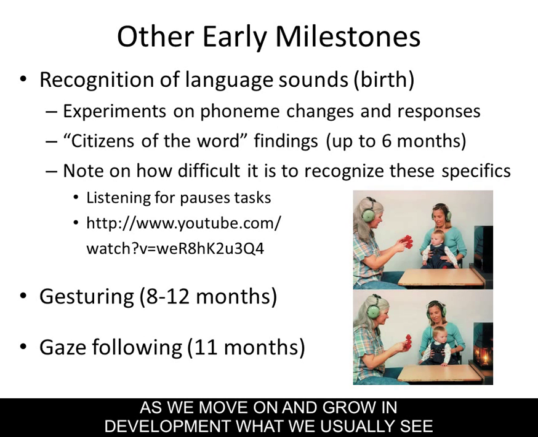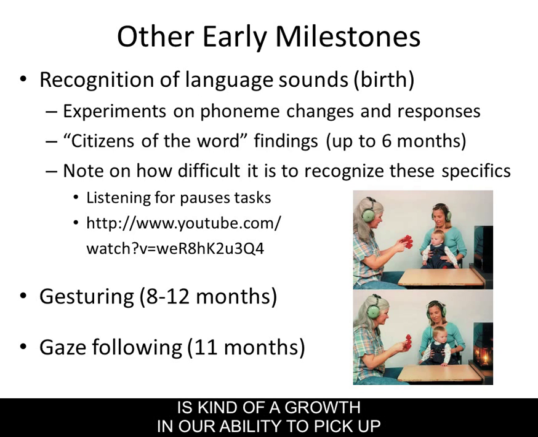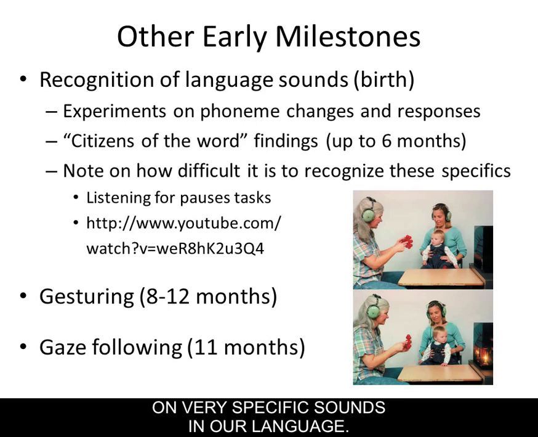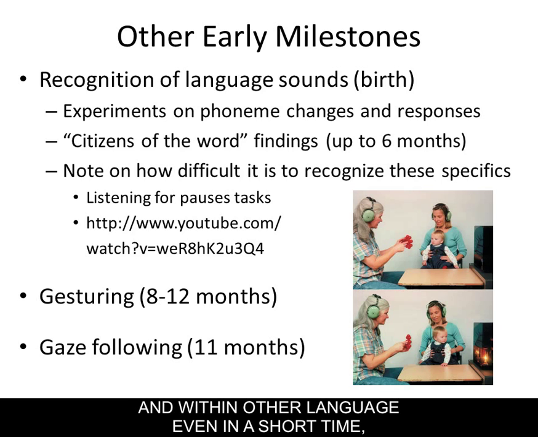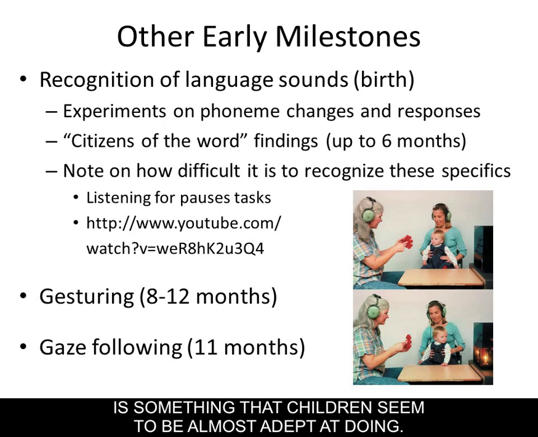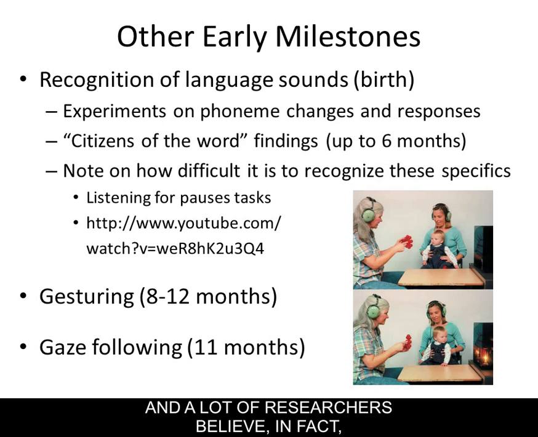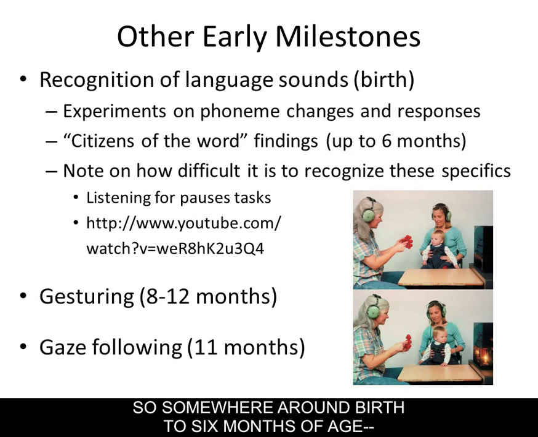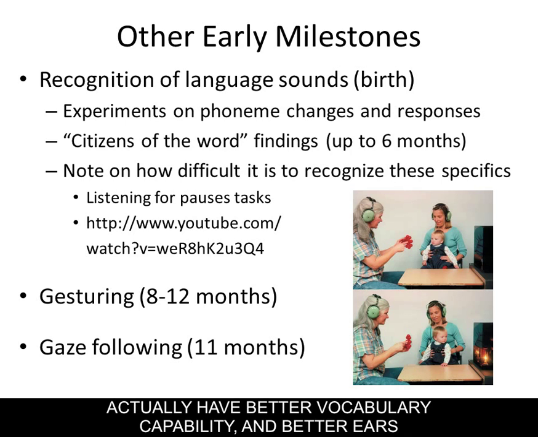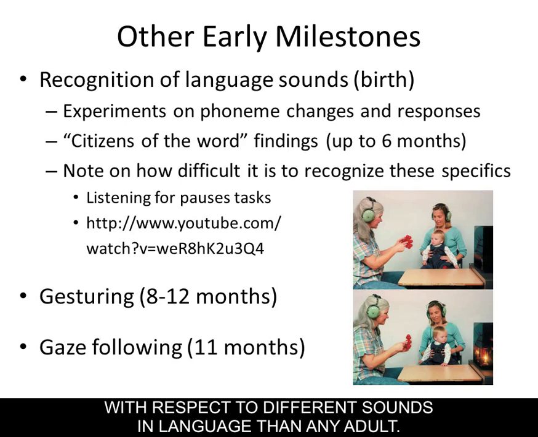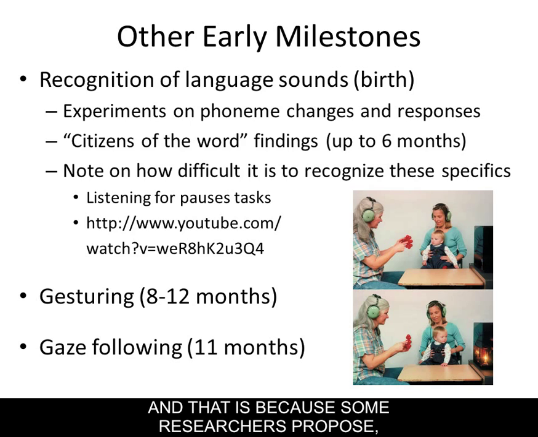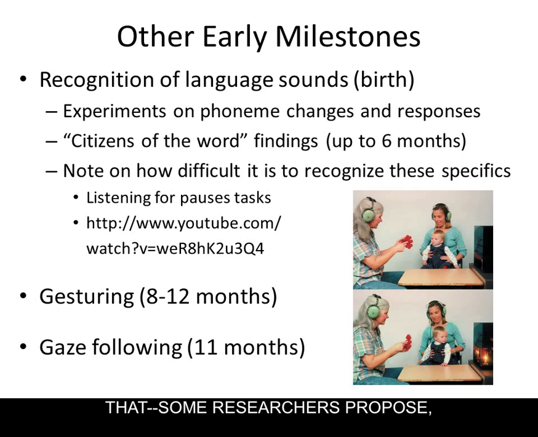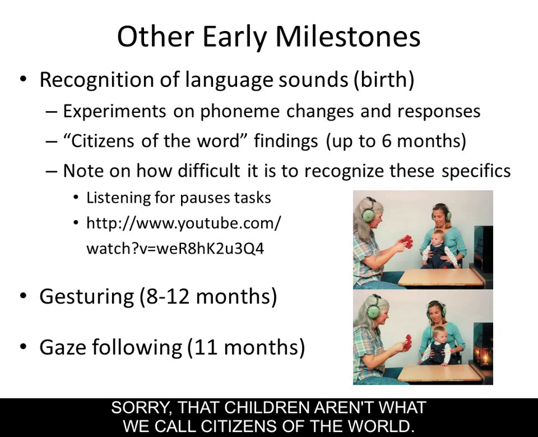As we move on and grow in development, what we usually see is a growth in our ability to pick up on very specific sounds within our language. And those abilities to pick up on specific sounds within our language, and within other languages even, in a short time, is something that children seem to be almost adept at doing. And a lot of researchers believe, in fact, that young infants, somewhere around birth to about 6 months of age, actually have better vocabulary capability and better ears with respect to different sounds in language than any adult. And that's because some researchers propose that children are what we call citizens of the world.